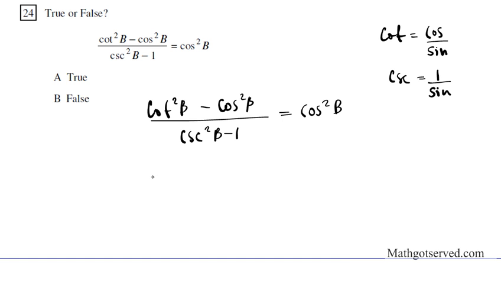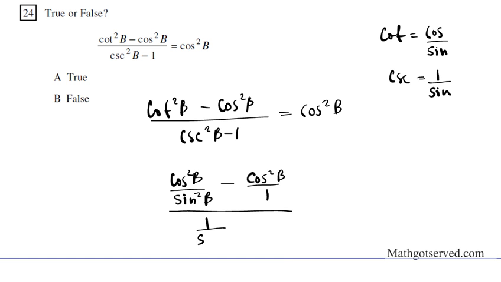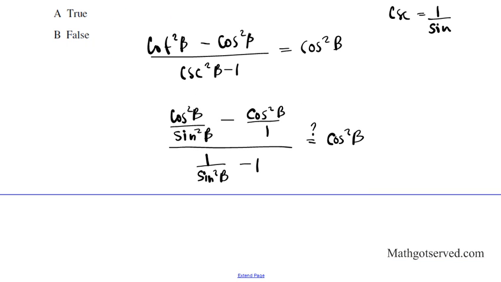Okay? So this top part is going to become cosine b over sine b, actually squared, minus cosine squared b over 1. And the denominator, cosecant is 1 over sine squared b, minus 1. Is that equal to cosine squared b? Okay? Alright, so this one right here, we can find the LCD, times it by sine squared b top and bottom. And then this one, I need to find the LCD, so I times it by sine squared b top and bottom.